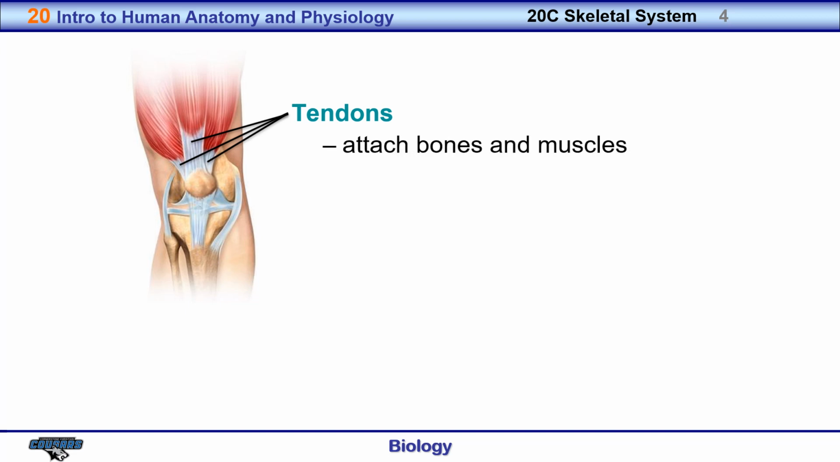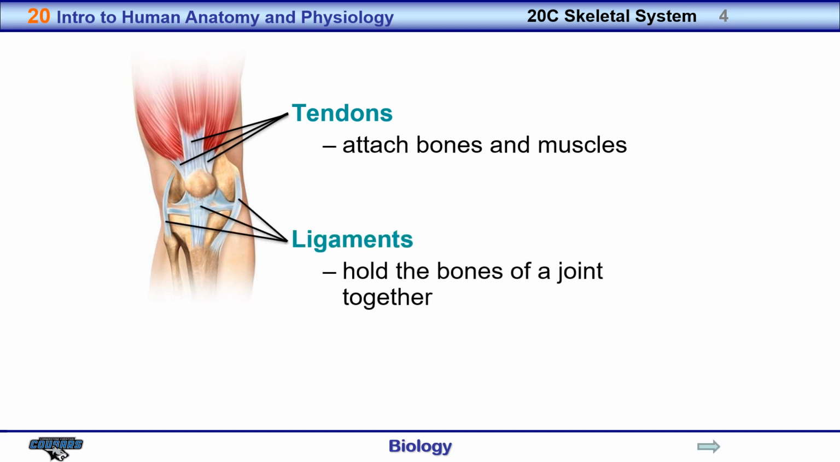Then we have ligaments, and the ligaments hold the bones of a joint together. They keep the bones from becoming out of alignment with each other, but still allow a certain degree of movement. The tighter the ligaments, the less movement you have, and they can become stretched to a degree to allow a greater degree of movement, but still prevent it from moving in directions that it shouldn't move.